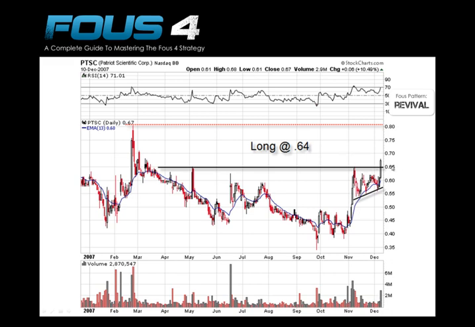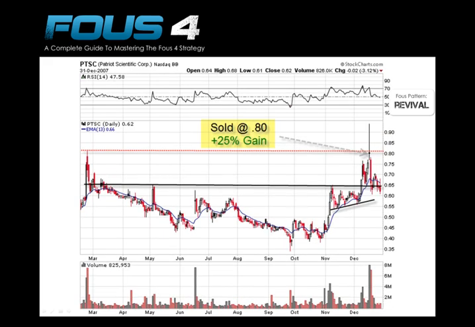And you'd want to put a stop probably on a move below 65 cents or 64 cents, right around in this region. You wouldn't want the stock to start declining back down below this neckline, with a profit target of about 80 cents. So you can see here, that's exactly where I sold. I sold at 80 cents for a 25% gain.